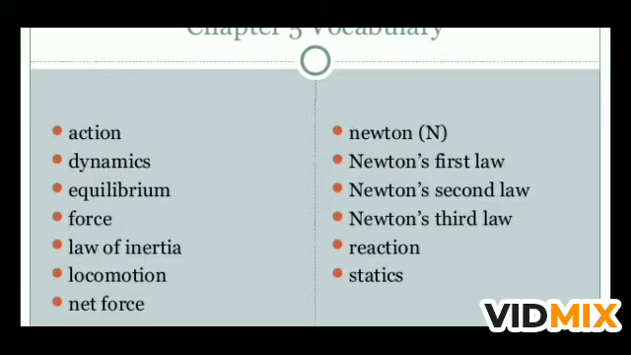The words which will be used in this chapter are action, dynamics, equilibrium, force, laws of inertia, locomotion, net force, Newton's first law, Newton's second law, Newton's third law, reaction, statics. All these terms we are going to use in this chapter, and many words are known to you all. If any word is new, then I will describe it in the chapter.